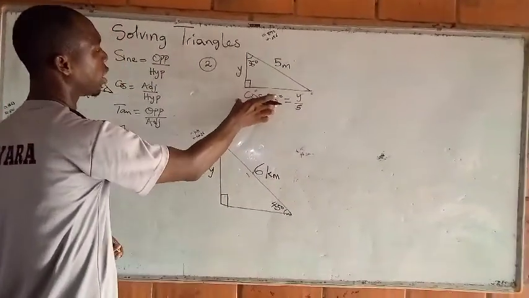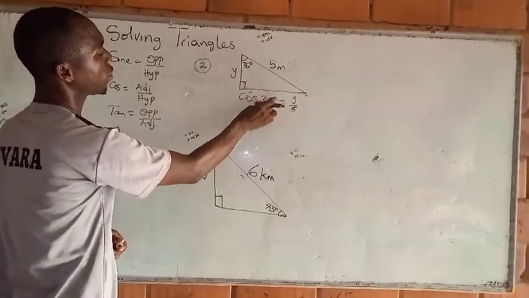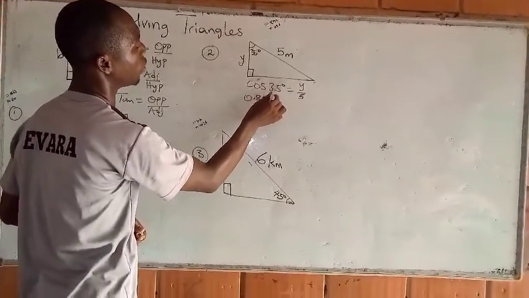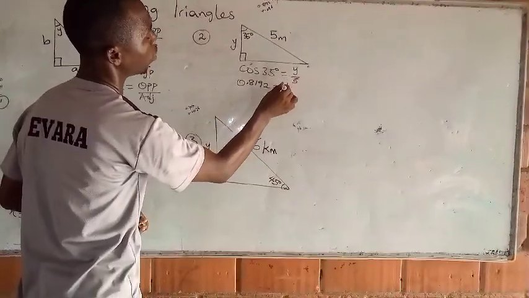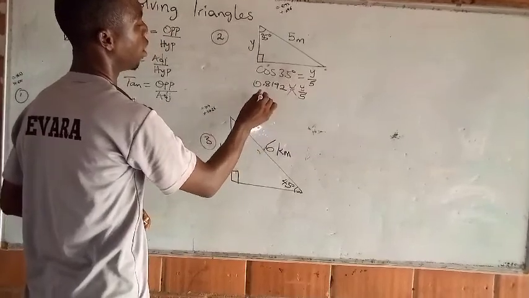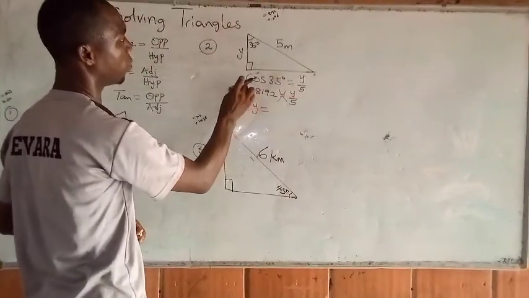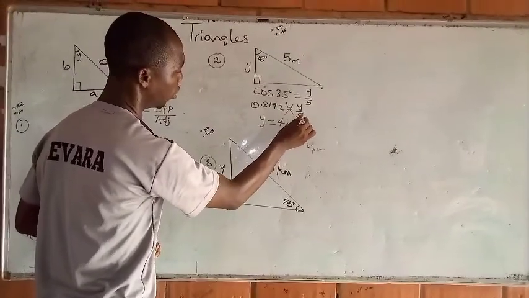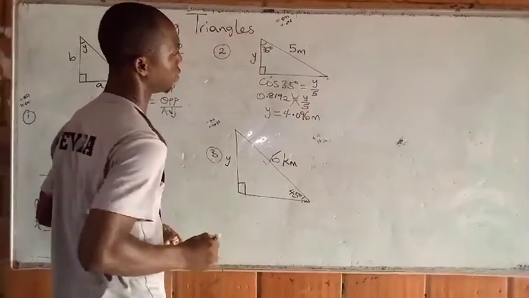So we also check our four-figure table. Cos of 35 degrees is 0.8192 equals y over 5. So when we cross multiply, our y will now be 5 multiplied by this. That will be 4.096 meters.